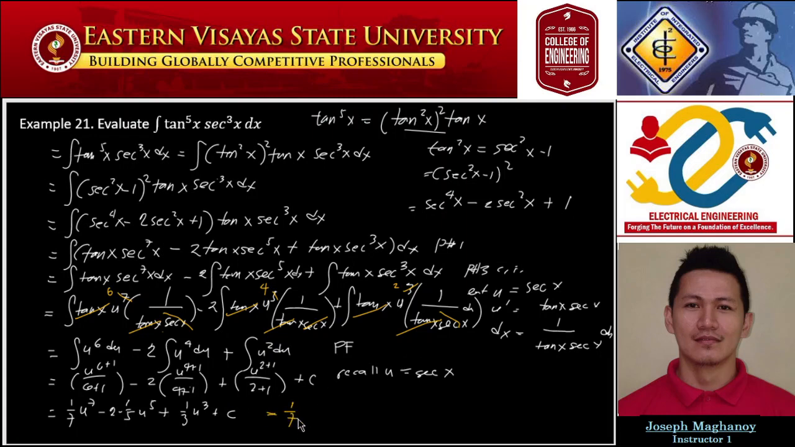Okay, so recall the value so you can rewrite the final answer. So 1 over 7, you replace it with secant, but you need to copy the power, 7x, minus 2 times 1/5, that is 2/5. You replace it with secant, but the power you need to copy, 5x plus 1/3. You replace it with secant, of course, the power cubed, x, plus your arbitrary constant, that is your c. So your final answer is equal to 1/7 secant 7x minus 2/5 secant 5x plus 1/3 secant 3x plus c. So that is your final answer for your example number 21.